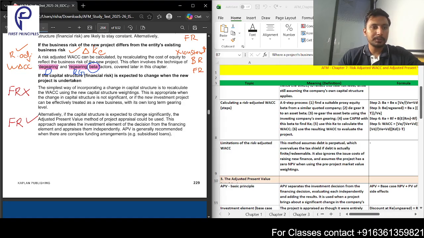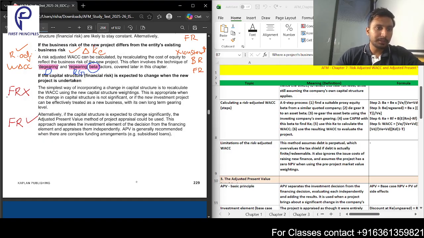In one case your financial risk is not changing much, and in the other case it is changing much. So in either case, what do we do?